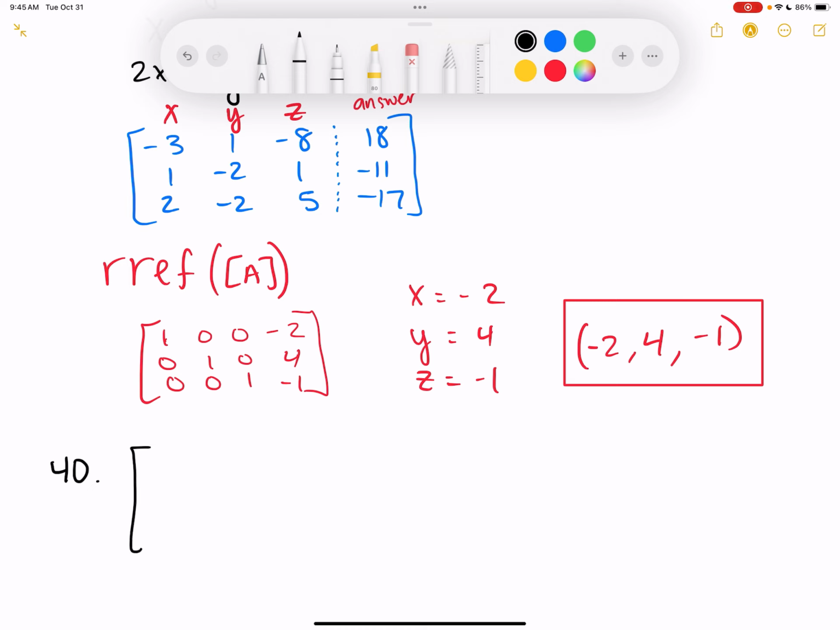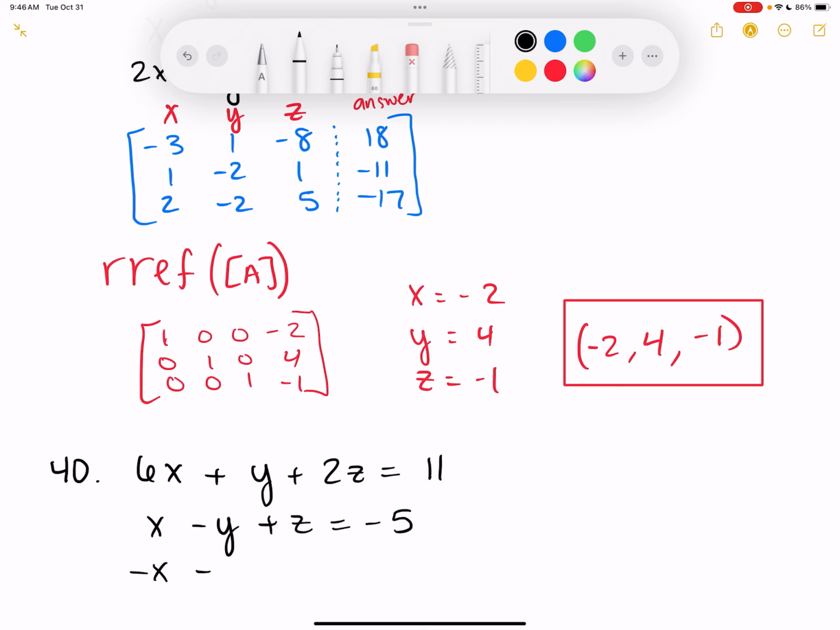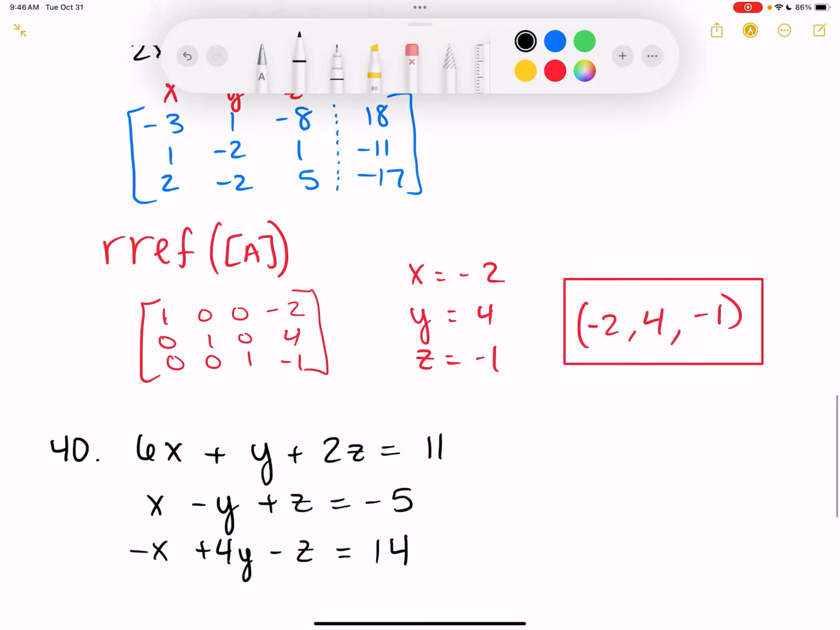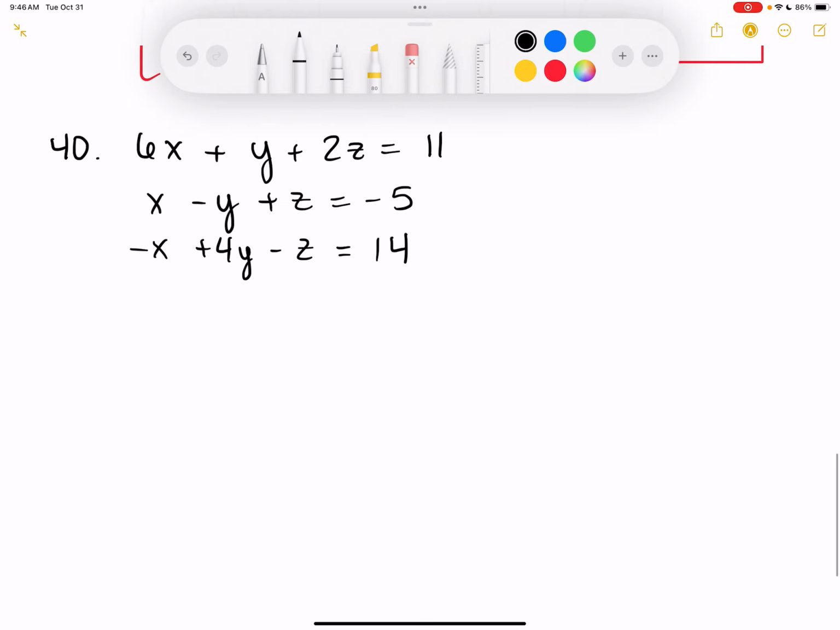So I want y'all to try this one kind of by yourself. 6x plus y plus 2z is equal to 11. x minus y plus z is equal to negative 5. And negative x plus 4y minus z equals 14.